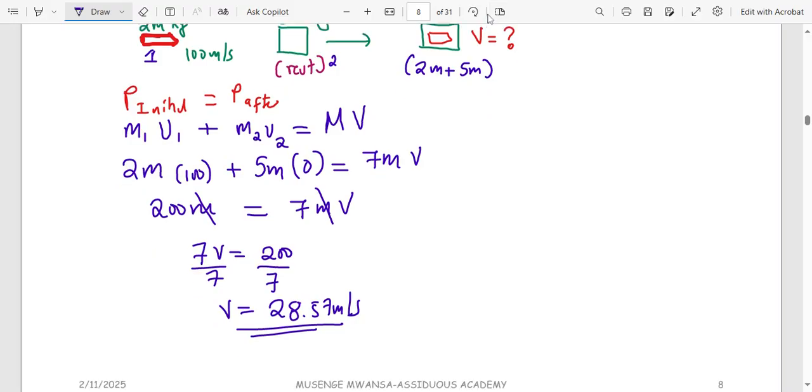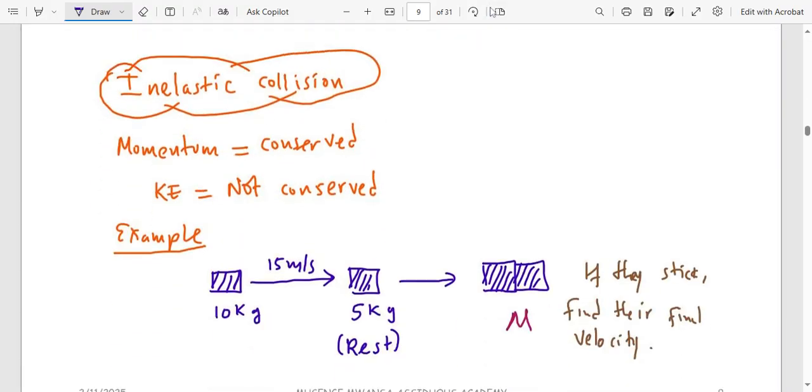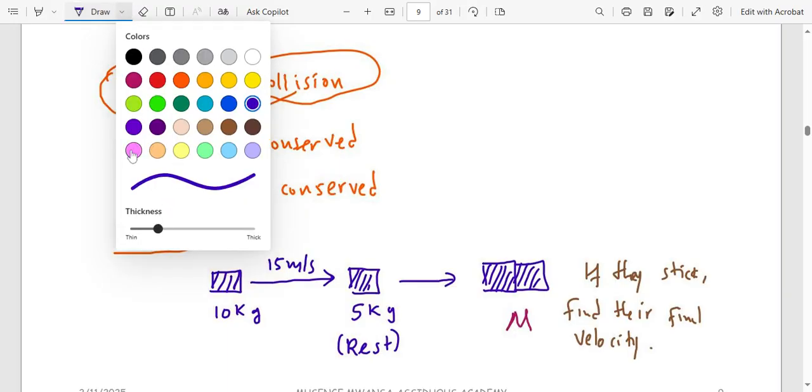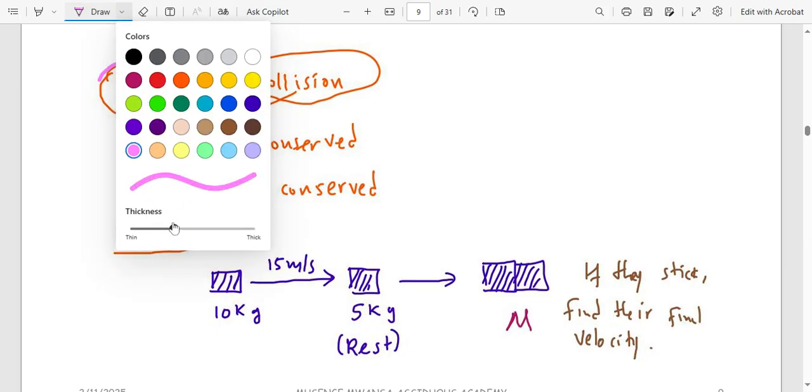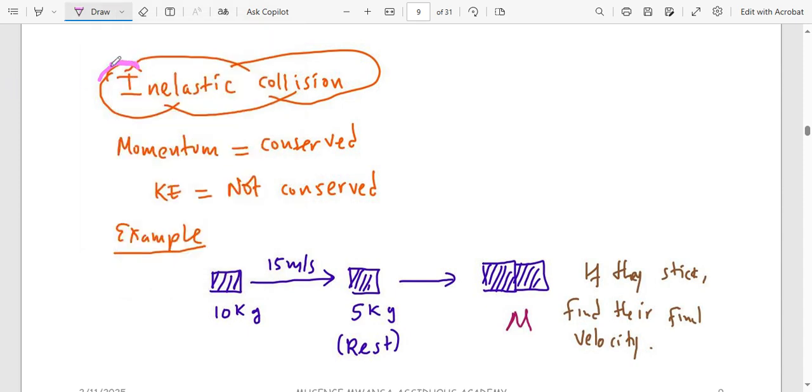Okay. So that is about elastic collision. Now, another type of collision that we have is known as inelastic collision. But what you need to know about inelastic collision is that momentum is still conserved. Actually, for any type of collision, momentum is always conserved. But kinetic energy is not conserved for inelastic collision. That's what you need to know.